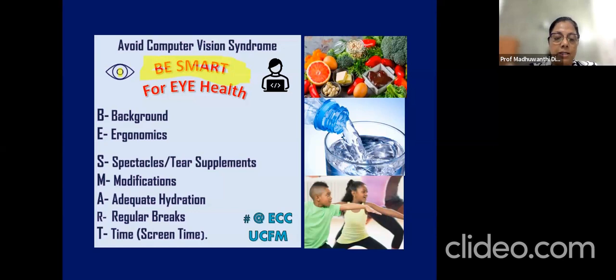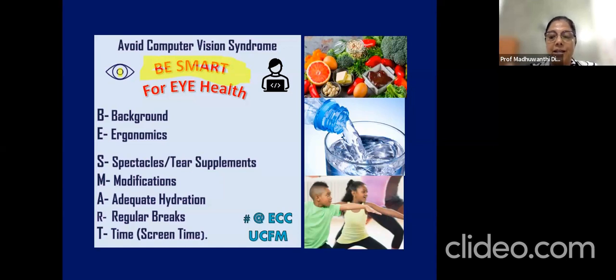Then T is for screen time. As you know, there are recommendations by different professional organizations, including the American Pediatrics Association. They have given recommendations: for under 2 years, there shouldn't be any screen time allowed for the very small children. Then 2 to 5 years, it's only 1 hour. Then 5 to teens, it's only 2 hours. Even for adults, the out of office hours should be limited to 2 hours. Screen time should be limited to 2 hours. So if you follow this advice, and if you follow these points, then computer vision syndrome can be avoided.